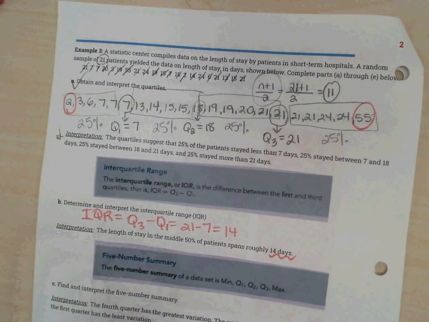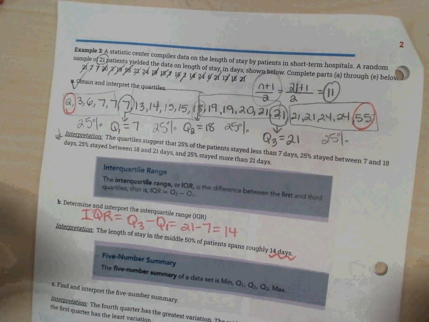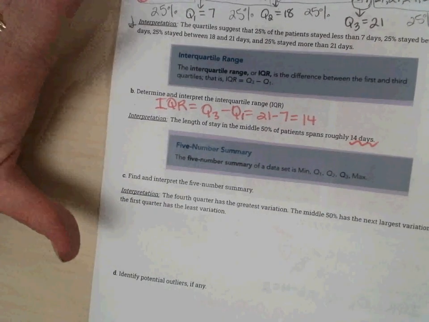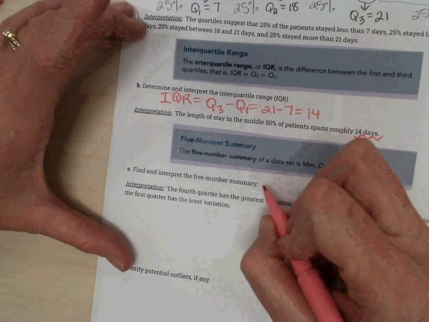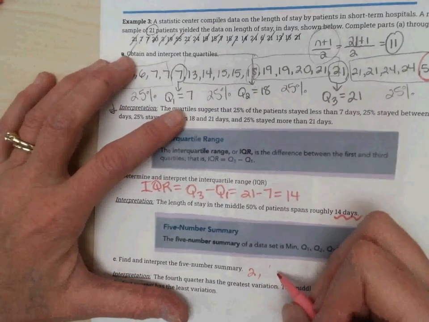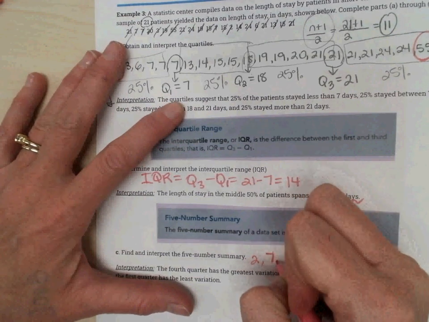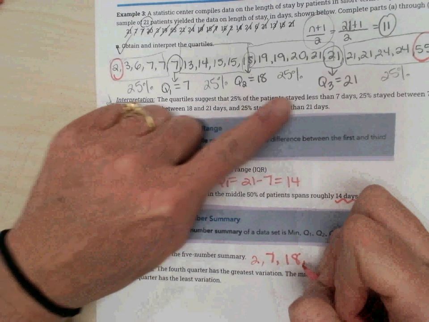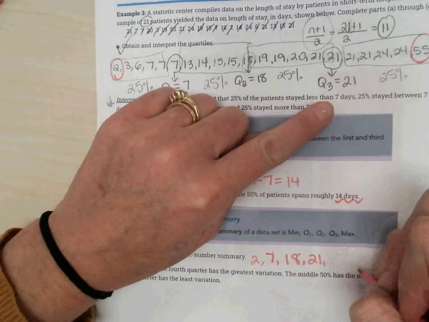For now. We're going to talk about outliers in a minute. Might change. But for now, my 5-number summary is going to be 2. 7 is my Q1, so that's my next number. 18 is my Q2. 21 is my Q3. And 55 is my max.